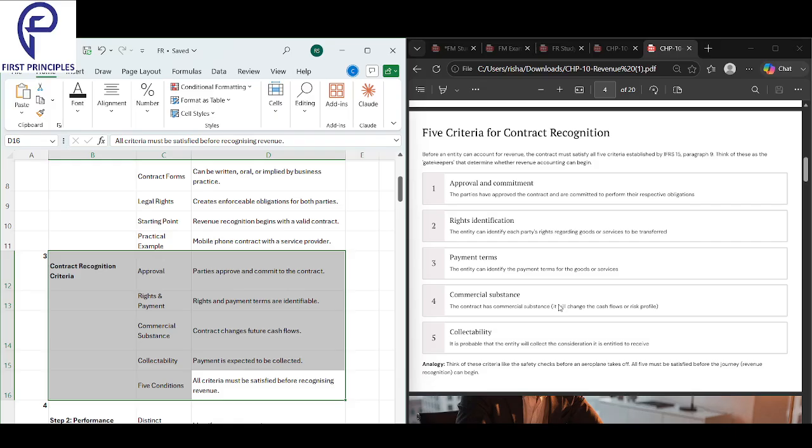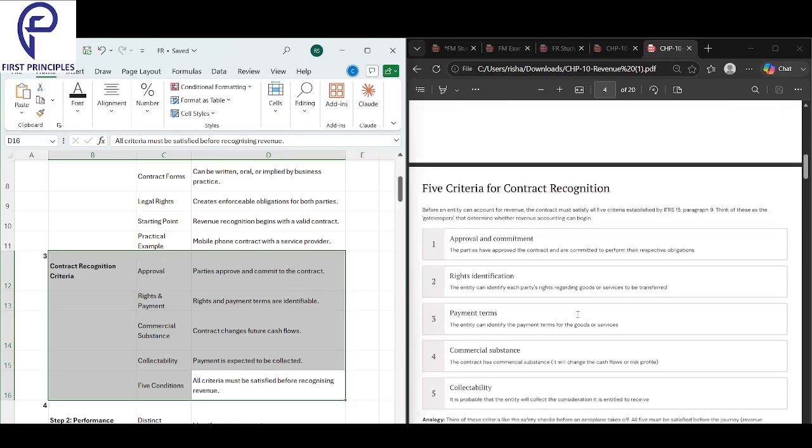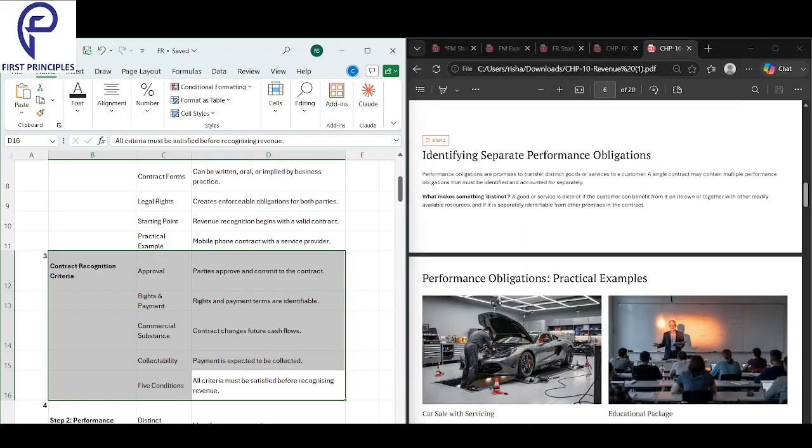So before you recognize revenue, all the criteria must be satisfied, or there will not be any contract. If there's no contract, there will not be any revenue. Okay, these are the 5 criteria for contract recognition.